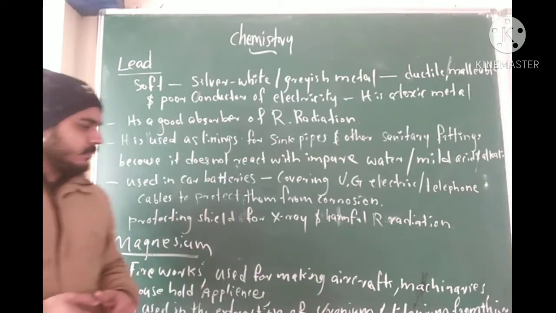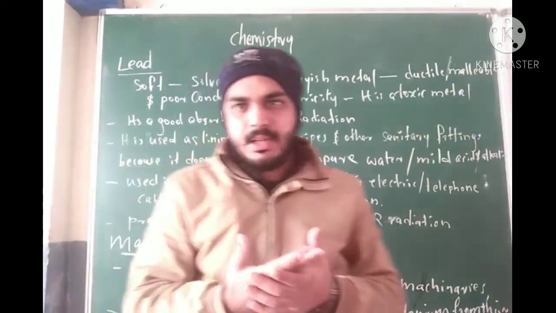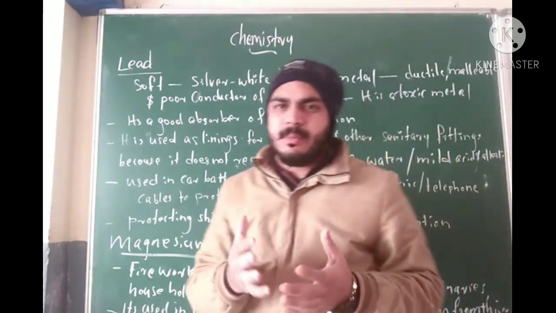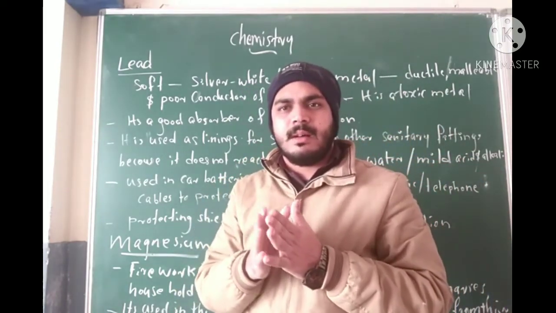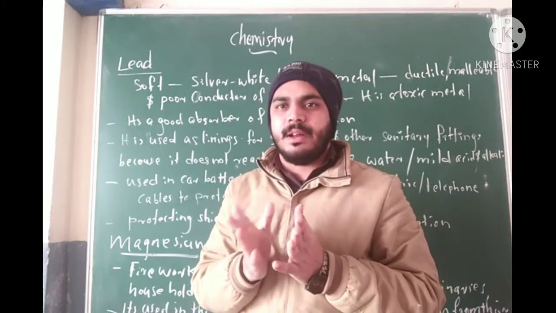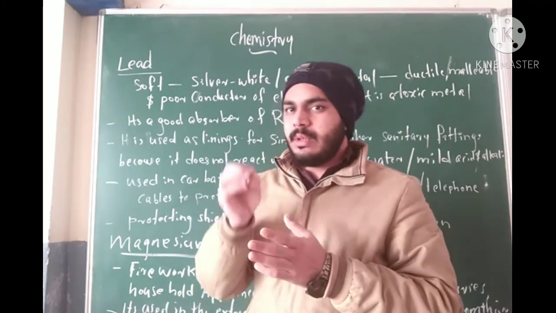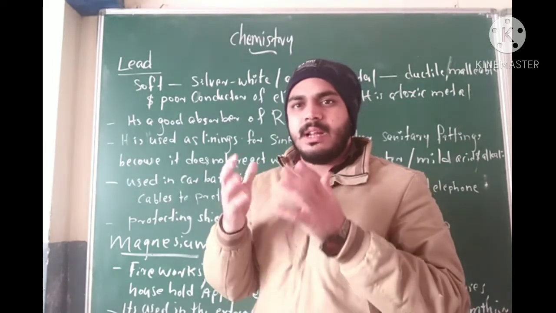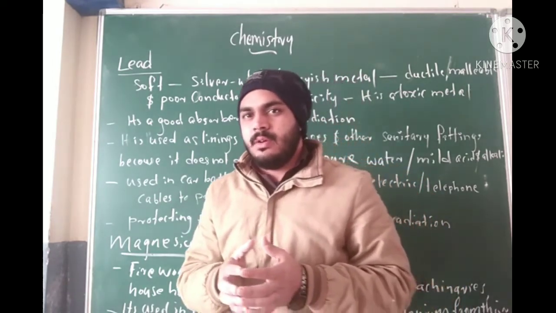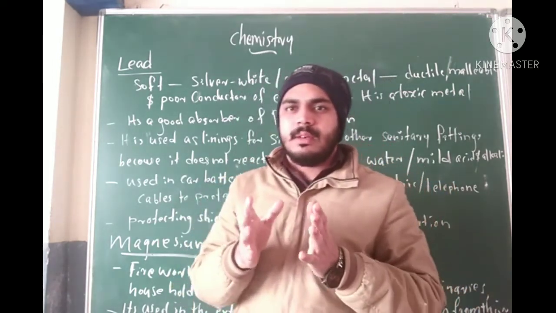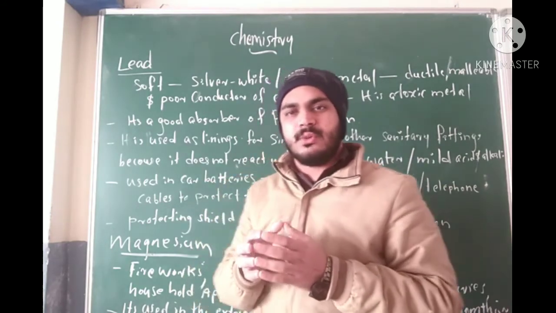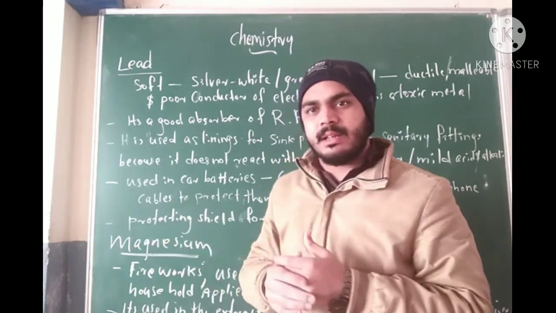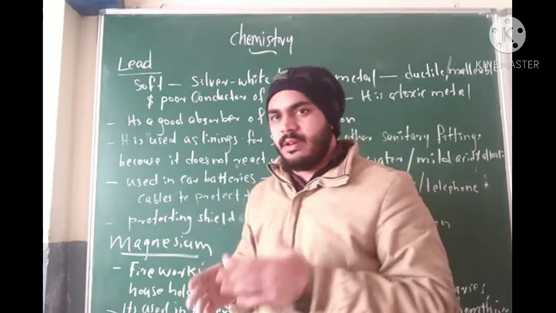Next element, magnesium, Mg. Magnesium is also familiar. For example, we use firecrackers. Magnesium acts as an agent for producing dazzling white flames. Which type of flames are produced? Dazzling white flames. That's why in all fireworks, magnesium is a main component. So that's very important for us.